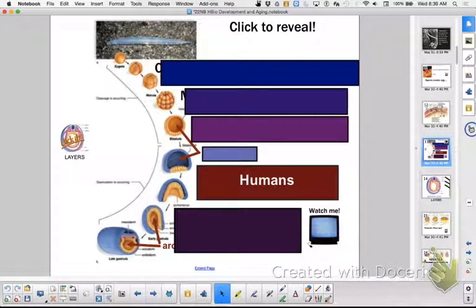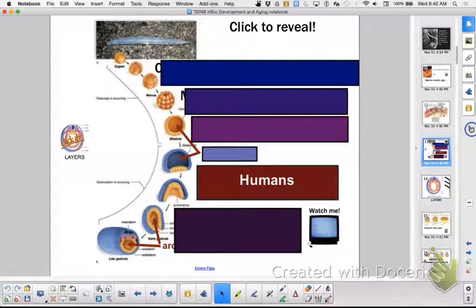What happens during G1? It gets bigger, more organelles. S, what happens? DNA is replicated. And in G2, you make a bunch of proteins. All right. Then you go through mitosis and cytokinesis.